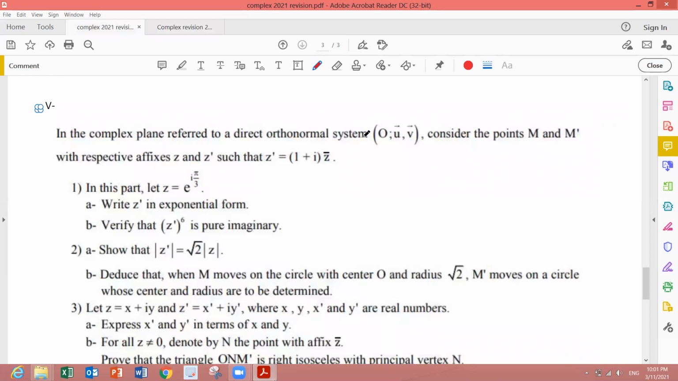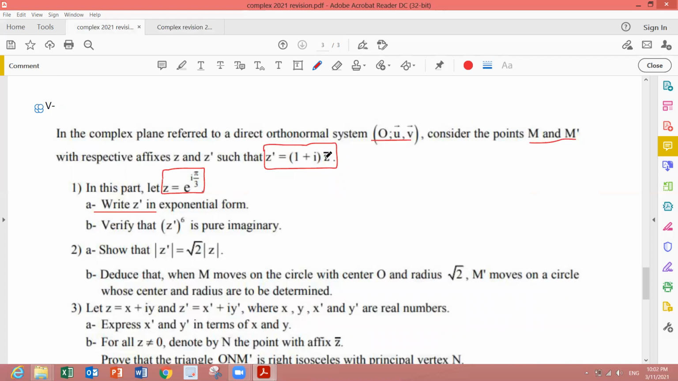In the complex plane referred to an orthonormal system OUV, we have 2 points M and M prime related by this relation: Z prime equals 1 plus i times Z bar. In this part only, we take Z equal e to the i pi over 3. Write Z prime in the exponential form.